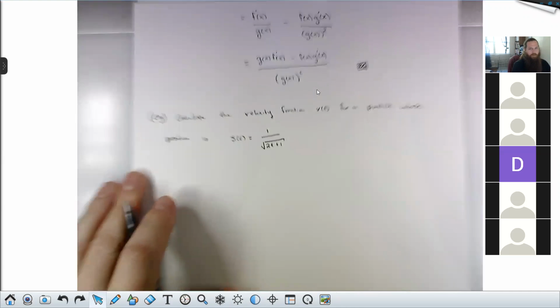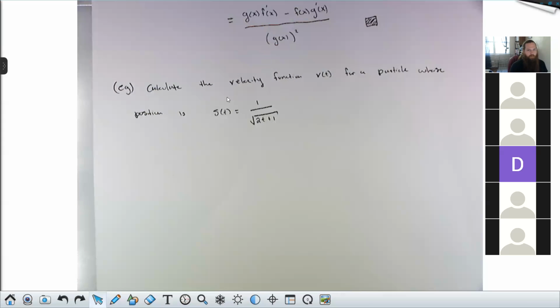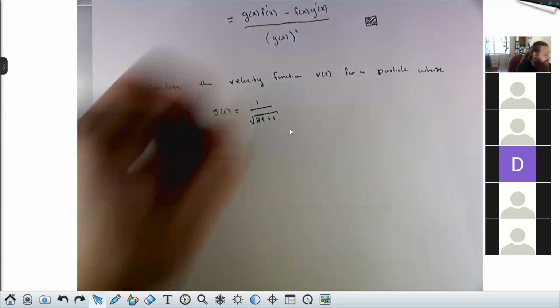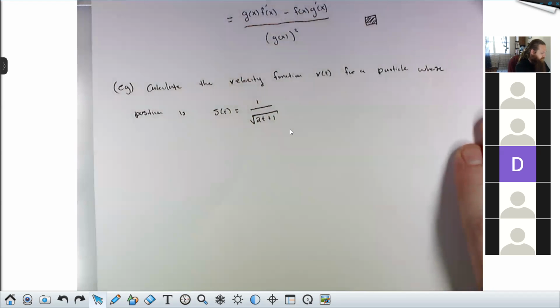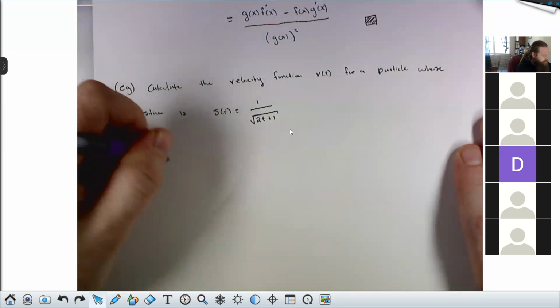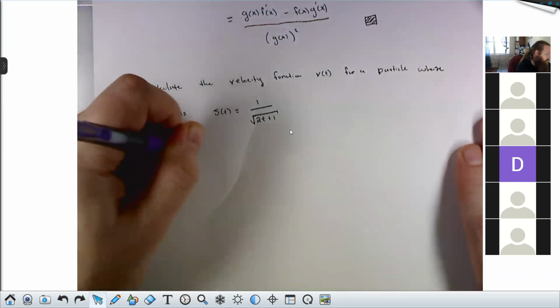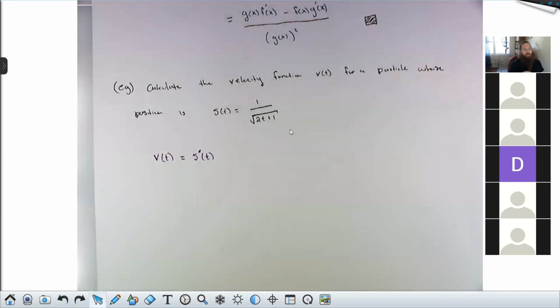All right, so here's an example. I have a particle moving along a straight line, and its position at time t is 1 over the square root of 2t plus 1. And I want to find its velocity. Well, we know that the velocity is the derivative of the position, right? I'm looking for s primed here, that's all.